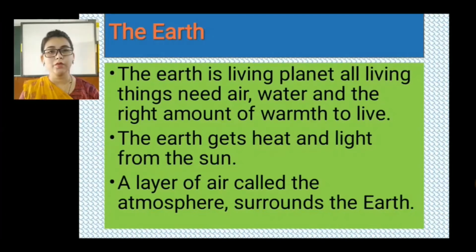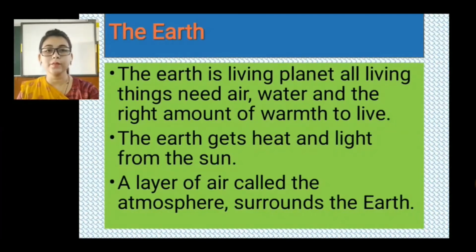Water we are getting from the earth, because 3/4 part of the earth is covered with water, and the right amount of warmth to live. So from where are we getting the right amount of warmth to live? Yes, you are correct. Sun.